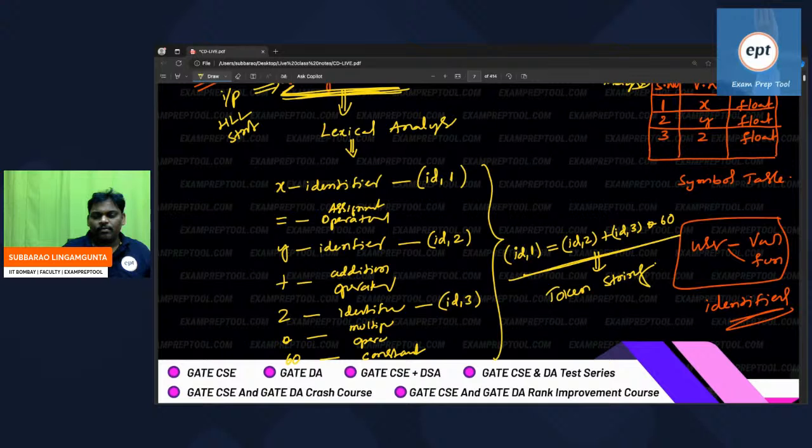So the first phase of the compiler is the lexical analyzer, which is also known as scanner, which is also called tokenizer. I hope everyone is fine. Fine.